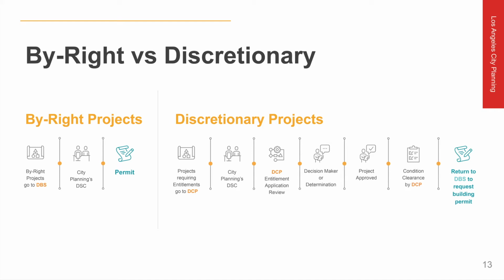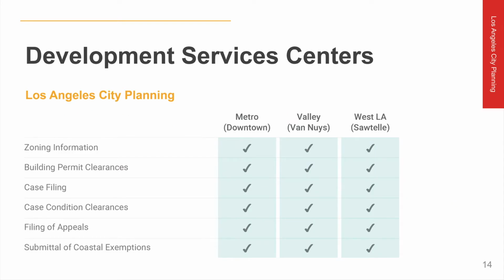If a project is denied, the proposed project is not eligible for a building permit or it may need to be significantly modified. In Los Angeles, there are 5 development services centers, although only 3 of these locations currently offer planning services. That said, at any of these 3 locations, you can request the following.